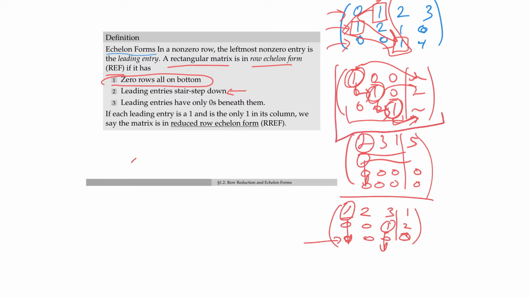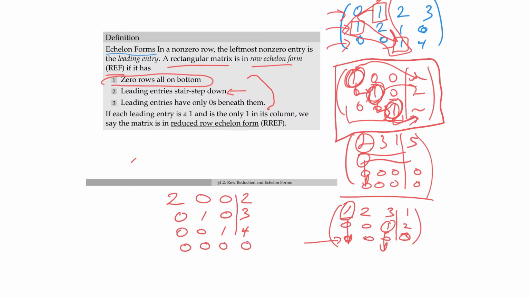So this matrix right here in particular is in reduced row echelon form because we satisfied these first three, and each of my leading entries is actually a 1. If I change this ever so slightly to 2, 0, 0, 2, 0, 1, 0, 3, 0, 0, 1, 4, and let's actually put a zero row in there for good measure, this is not in reduced row echelon form, but it is in row echelon form. What does this need to be in reduced row echelon form? This leading entry right here needs to be a 1.